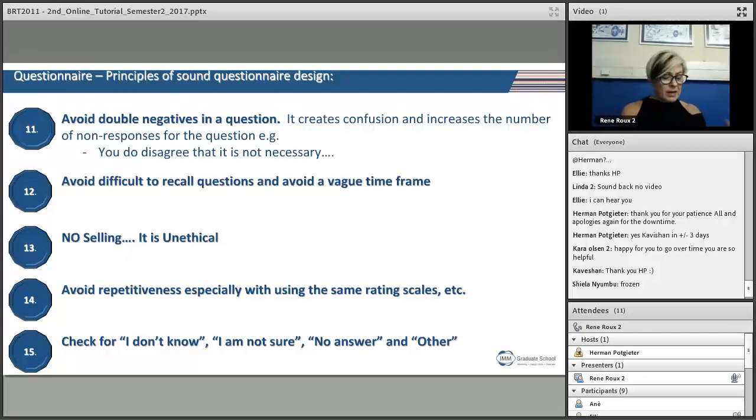Avoid repetitive scaling. So you have a list of questions and every question has the same scale. People get bored and then they stop thinking and they just keep on ticking the same thing.